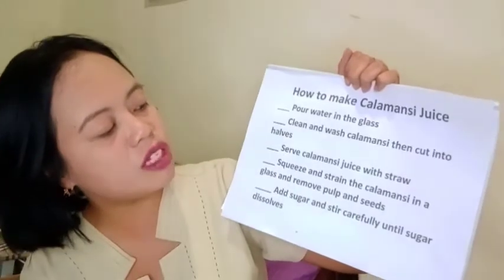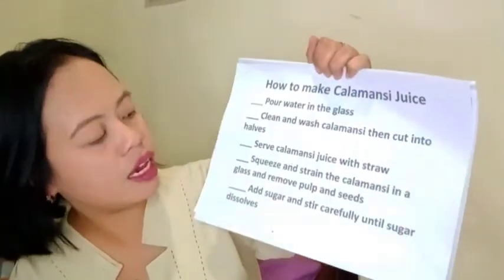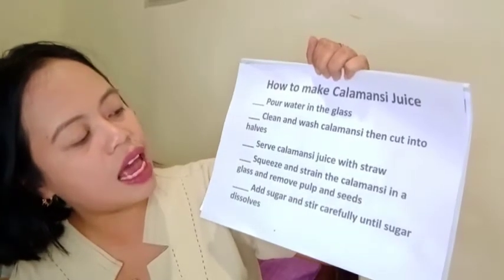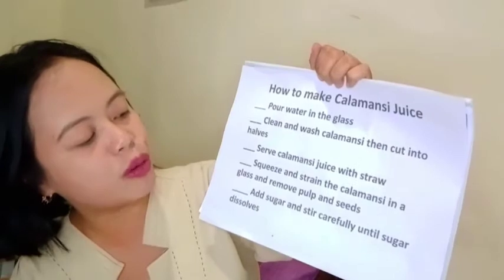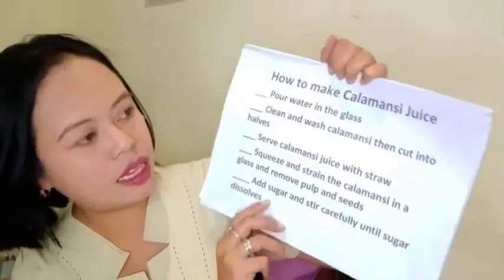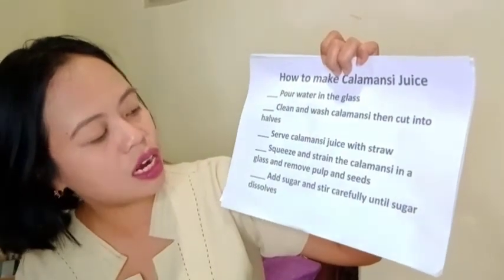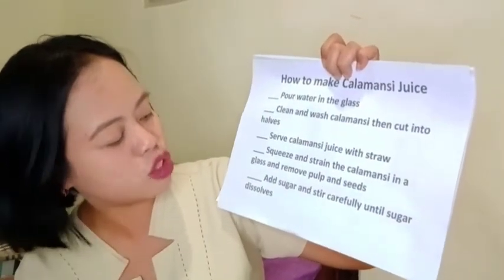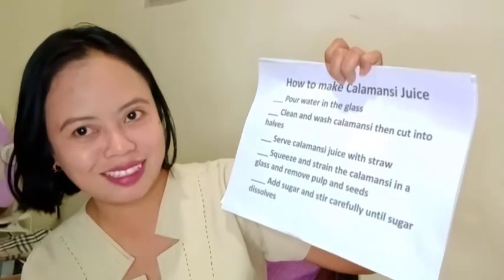Then serve calamansi juice with straw. Okay, squeeze and strain the calamansi in a glass and remove the pulp and the seeds. And then add sugar and stir carefully until sugar dissolves. So what do you think comes first?